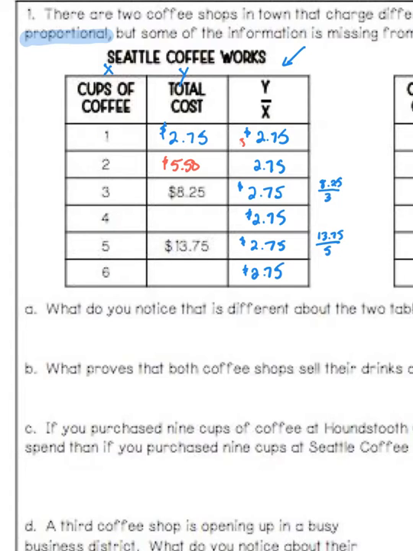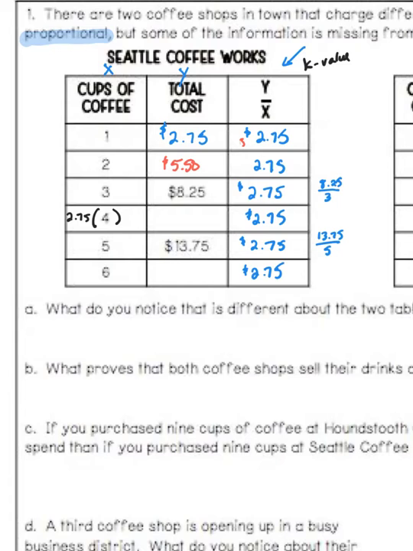The other way to do this, now that we have learned about an equation, y equals kx, or in this case I'm going to use kx equals y because y is what we don't know, we know that the k value is a constant of proportionality. So we could take $2.75 times the x value of 4, and that would give us the total cost for 4 cups of coffee. That would give us our y value.